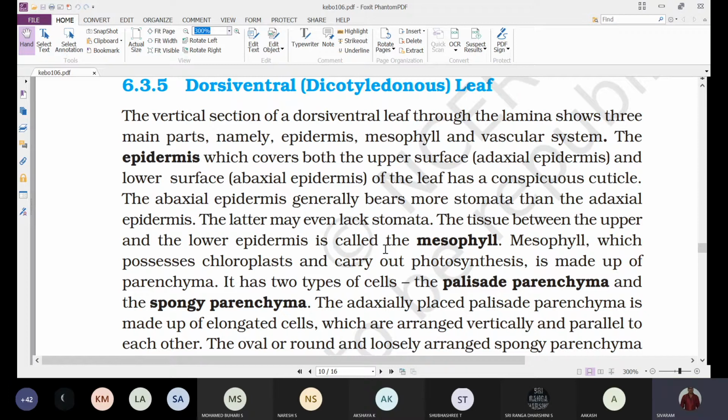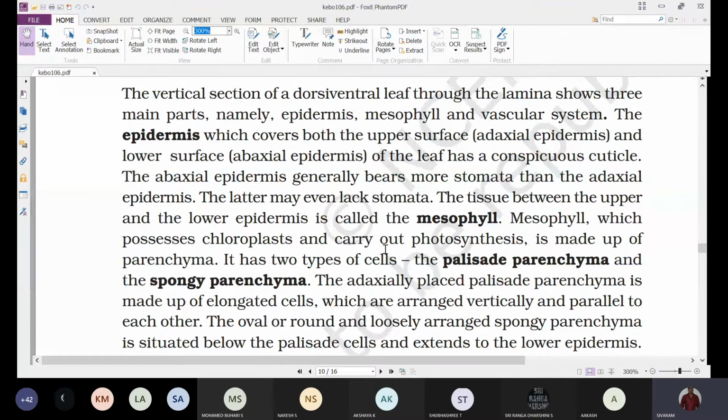First we'll discuss the epidermis. The epidermis, which covers both the upper surface, that is the adaxial surface, and the lower surface, that is the abaxial surface of the leaf, has a conspicuous cuticle. We are observing the dorsal surface and ventral surface now. On both the surfaces, it is covered by epidermis.